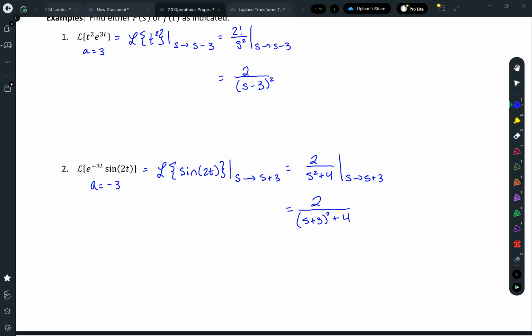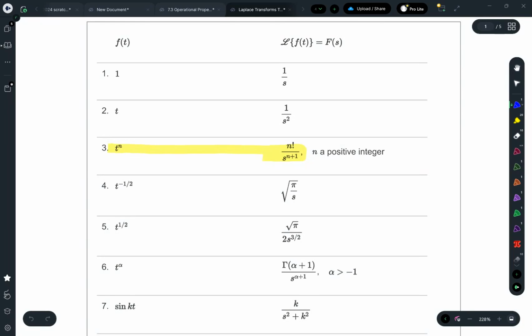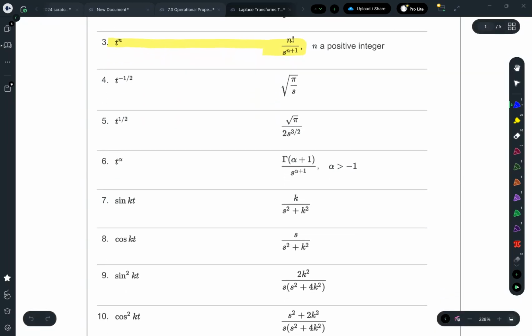And so again, going back to our table of Laplace transforms, if I scroll down a little bit, I get to number 7, and that shows me the Laplace of sine of kt.